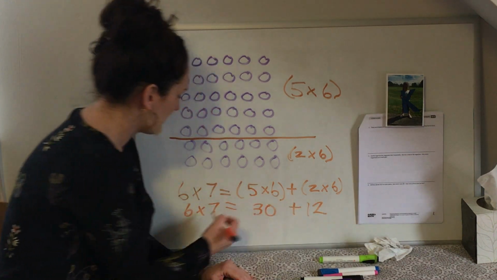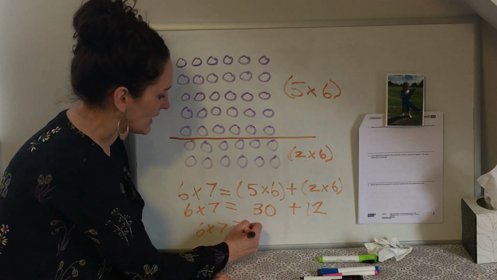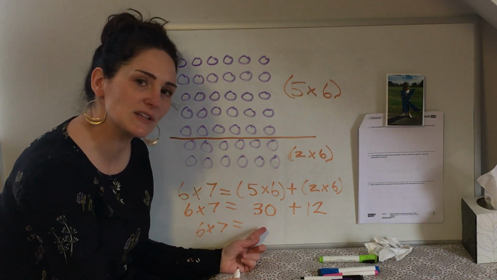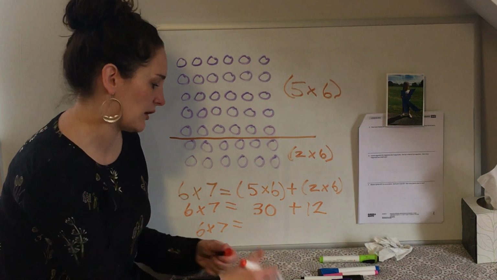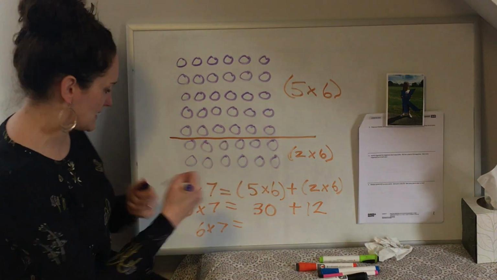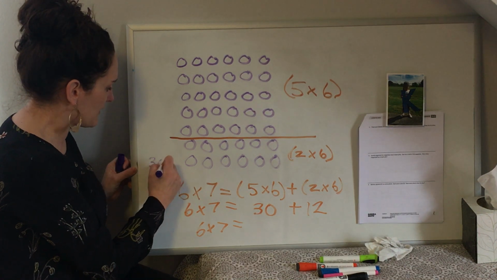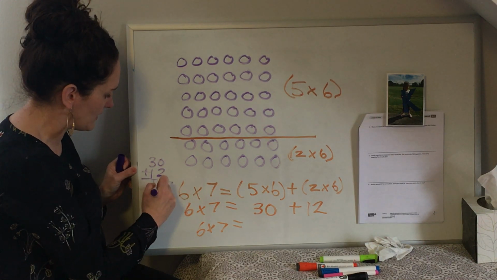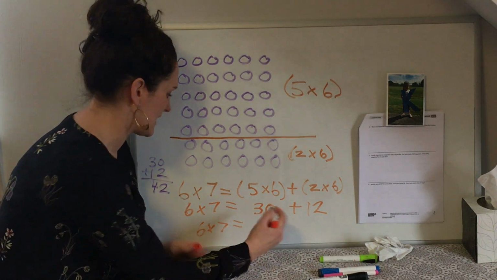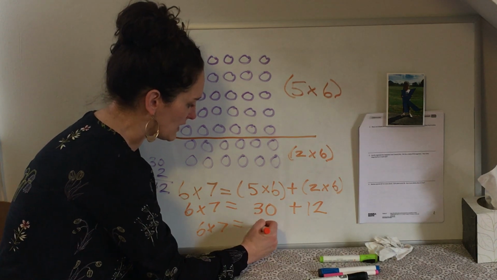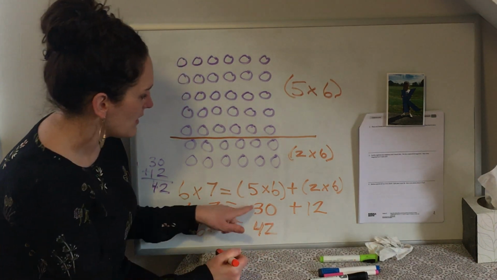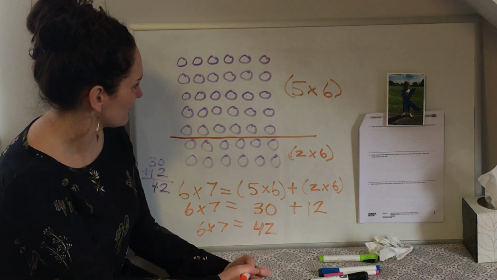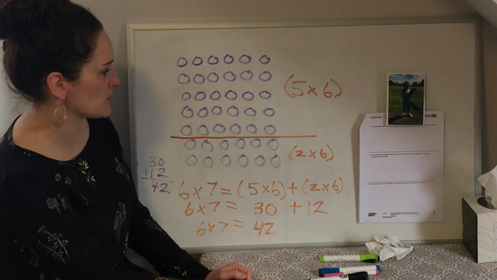So 30 plus 12. Now I can bring down my answer. I can use my mental math for 30 plus 12, but if you're not good at mental math, you can also always show your algorithm on the side. So I'll show you both ways. We'll do the algorithm over here. 30 plus 12. 0 plus 2 is still 2, and 3 plus 1 is 4. So I know that 6 times 7 is 42. If you want to use mental math, you can say to yourself, oh, 30 plus 10 more is 40, plus 2 more is 42. That's how we draw the picture to match this problem.